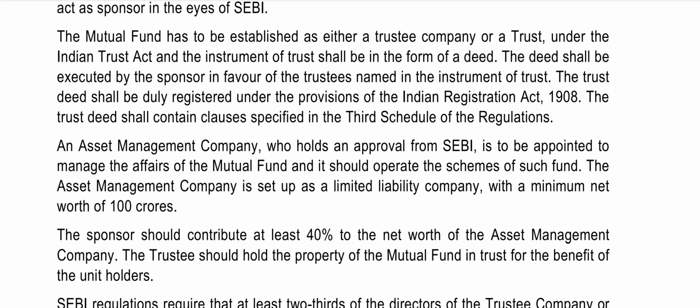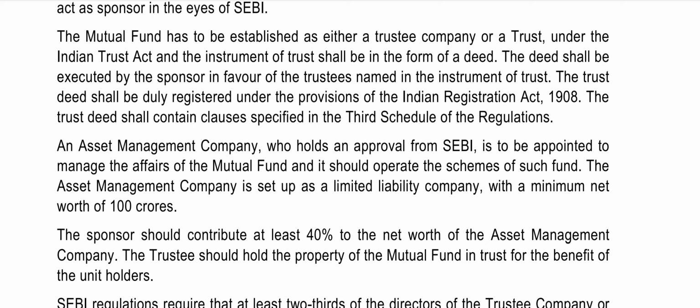The asset management company is set up as a limited liability company with a minimum net worth of 100 crores. Its minimum net worth is 100 crores. The sponsor should contribute at least 40% to the net worth of the asset management company. The body corporate who is the sponsor has to contribute at least 40% of the net worth of the asset management company, and its minimum net worth should be 100 crores, right? The trustee should hold the property of the mutual fund in trust for the benefit of unit holders, right? For the benefit of unit holders, the trustee can hold the property.